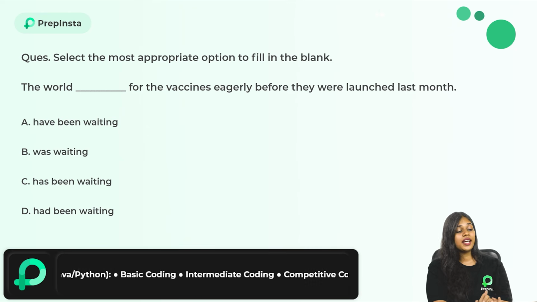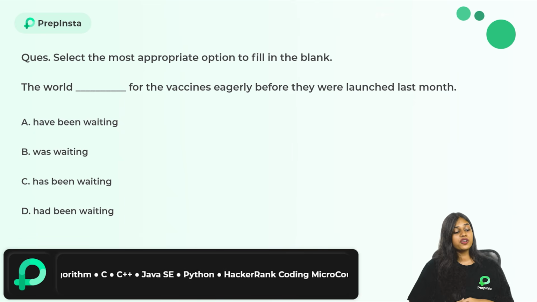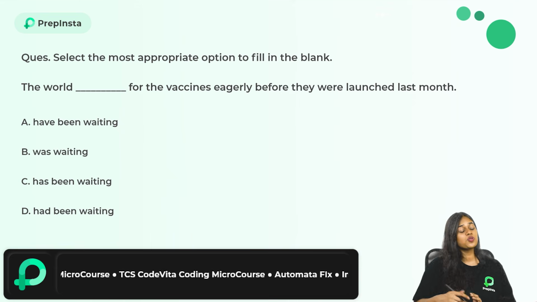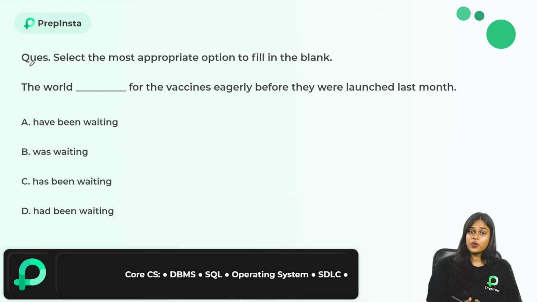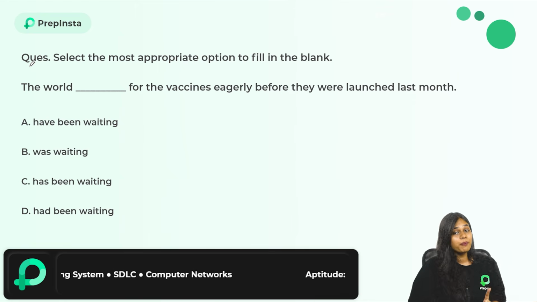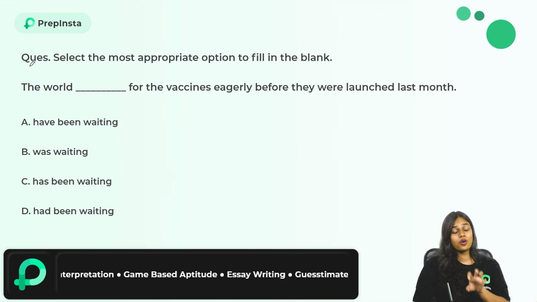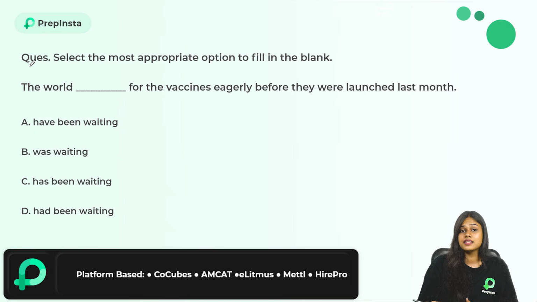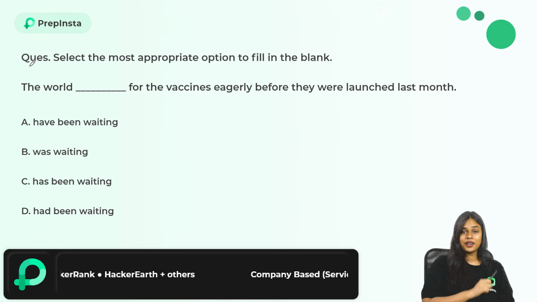All right, moving ahead. Select the most appropriate option to fill in the blank. The world dashed for the vaccines eagerly before they were launched last month. All right, so here we have a blank that introduces tenses to us. So again, like I told you, it's very important that you know the basics. So make sure you go check out the Prime website, and over there go to the verbal course and learn what tenses are, what is the tenses theory, what are the rules of tenses and the other rules of grammar as well. All right, so let's get back to the question.